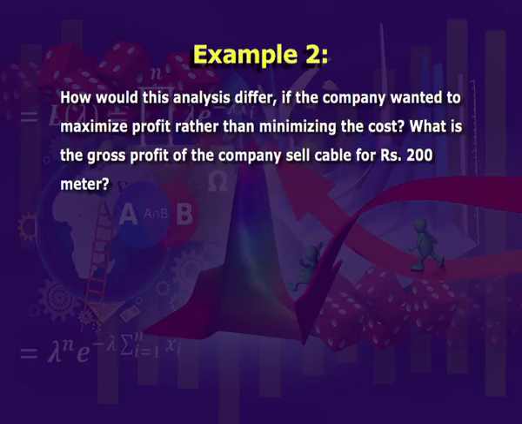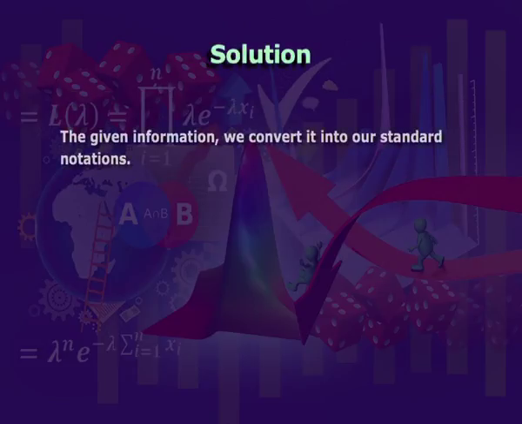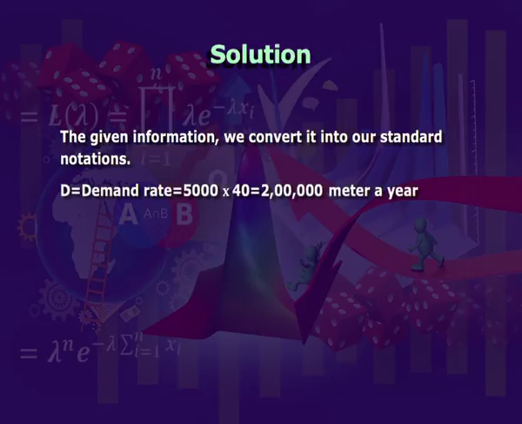What is the gross profit of a company that sells cable for rupees 200 per meter? Let us see the solution. The given information, we convert it into our standard notation. We have capital D, which is demand rate, given by 5000 multiplied by 40, equal to 200,000 meter per year. Capital C, the purchase cost, is equal to rupees 150 per meter.